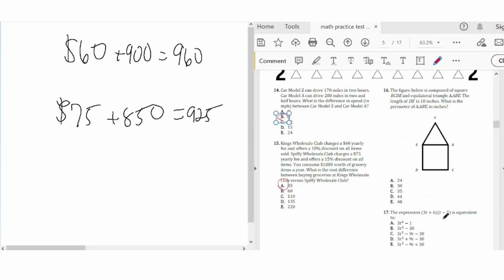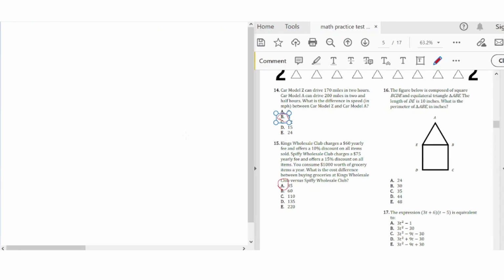Moving on to 16. The figure below is composed of square BCDE and equilateral triangle ABE. The length of DE is 10. What is the perimeter of triangle ABE in inches? Okay, so looking at this diagram, we see that the equilateral triangle is put on top of the square here. Now we know one thing about both equilateral triangles and squares, and that is all of the sides have equal length.